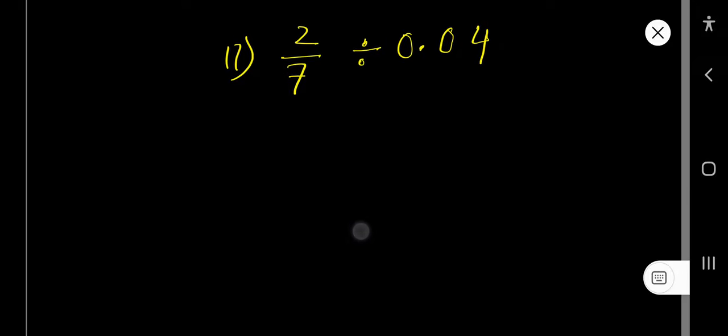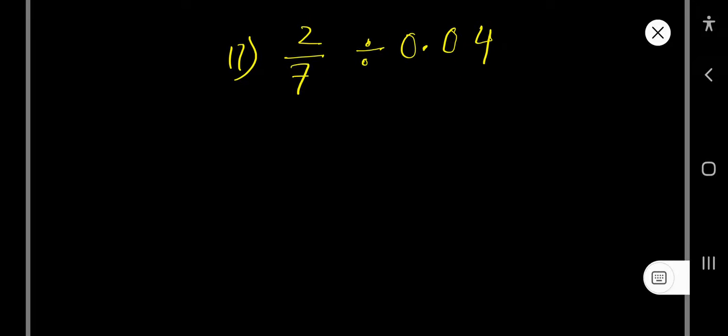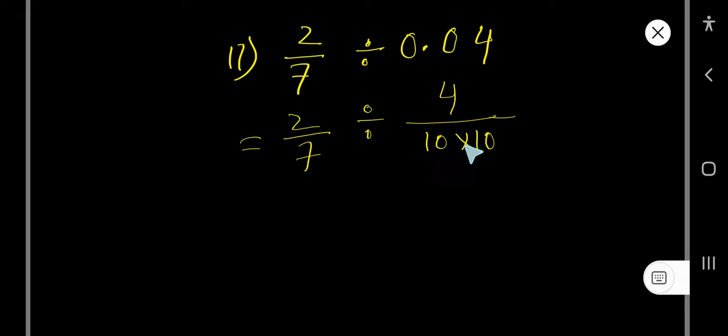Okay, let us consider our second example, how to divide this fraction by this decimal. So change this decimal number to a fraction. So write the number, removing the decimal, we are getting 4. And for every digit after the decimal, we need to consider 10, and you need to apply the multiplication sign. For 0, we'll consider 10. For 4, we'll consider 10. But we'll multiply all these things.